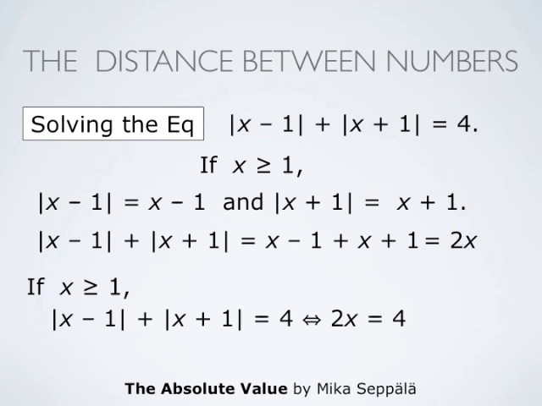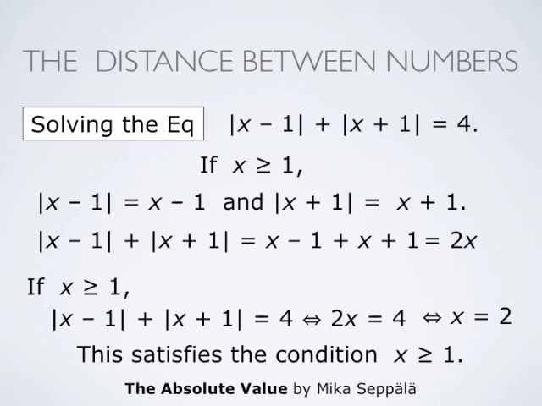And this computation means that if x is greater than or equal to 1, this original equation that we have to solve reduces to the equation 2 times x equals 4. But if 2 times x equals 4, then x equals 2. Now this number 2 is larger than 1, therefore it belongs to this interval x greater than or equal to 1, and this means that x equals 2 is a solution.